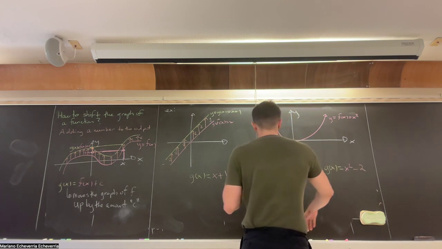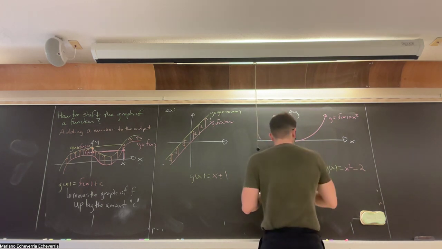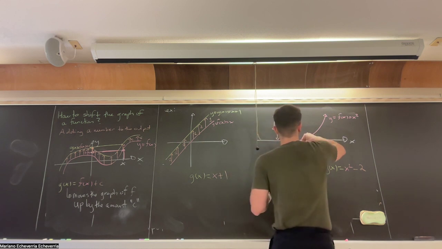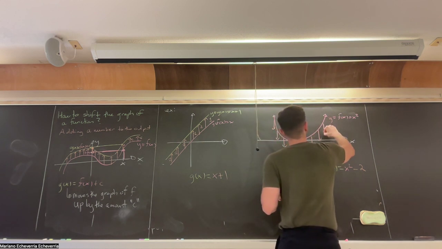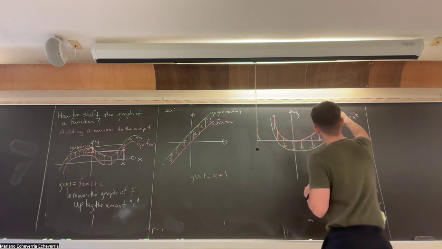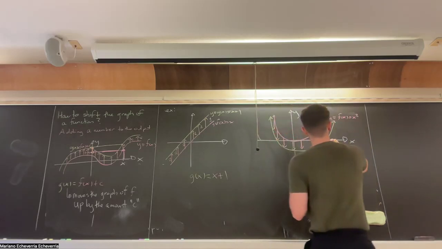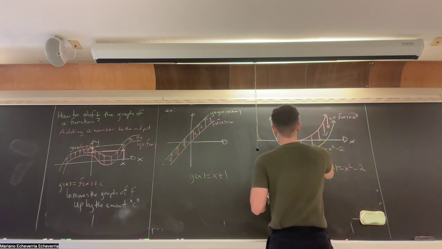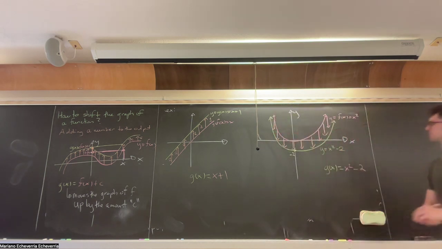So in this case, qualitatively, I'll put the arrows going downwards. I'm now moving all of this down by two. So this would be the graph of y equals x squared minus two. Here it's negative two. So if it's a positive number, it goes up. If it's a negative number, it goes down, basically.